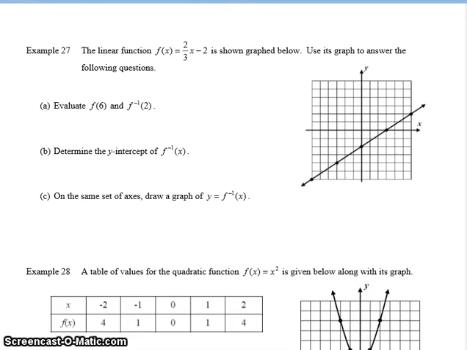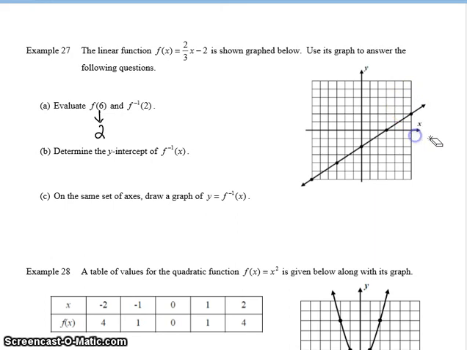Example 27. Okay, this is a lot of reading on the graph here. So basically I'm going to take all these points here. It says use its graph to answer the following questions. Evaluate f at 6. So you're going to go over 1, 2, 3, 4, 5, 6. Its y value is up here at 2. So I know f of 6 is 2.